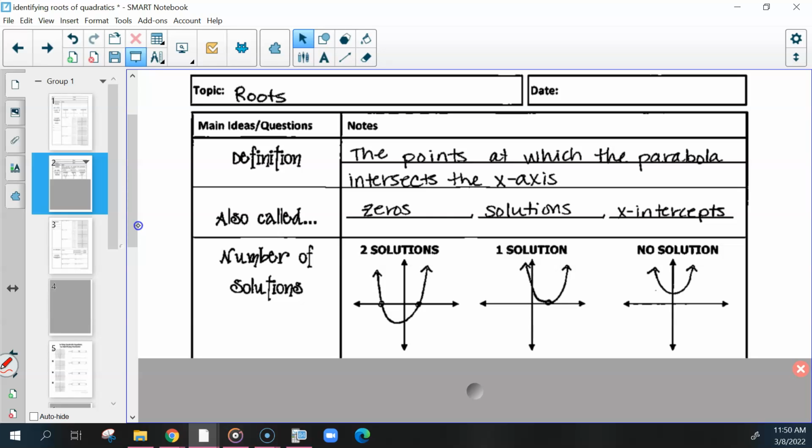And then, as we were just talking about, if your parabola goes through your x-axis twice, you have two solutions. It goes through, not goes through it. If it touches it at one spot on the x-axis, that is one solution. And it will either face up or down. And then no solution would not touch the x-axis at all.